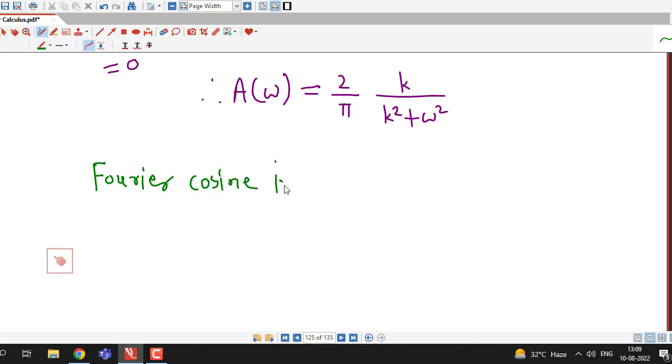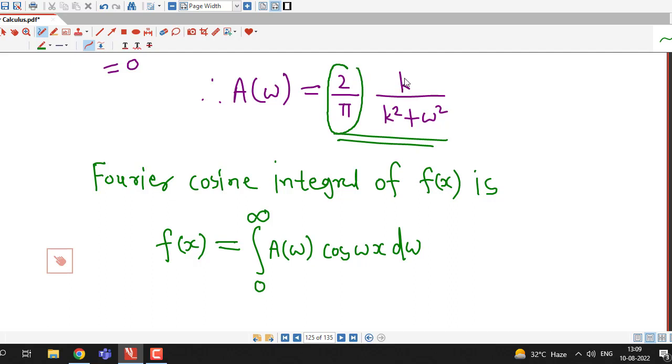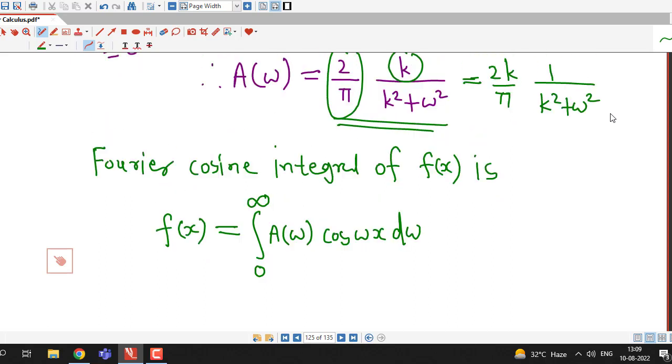The Fourier cosine integral of f(x): our function f(x) is e raised to minus kx, and we know that it is continuous everywhere, therefore we can write equality here, and the integral is given by the integral from 0 to infinity of A(omega) cos(omega x) d omega, and then we substitute the value of A(omega), which is 2k over pi times 1 over k square plus omega square. This quantity is independent of omega, so we can directly take it outside the integral, and we keep k square plus omega square inside the integral.